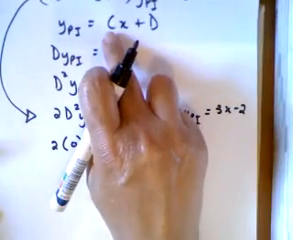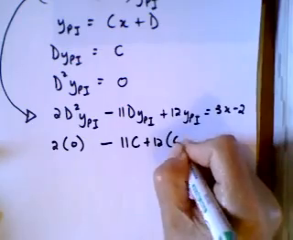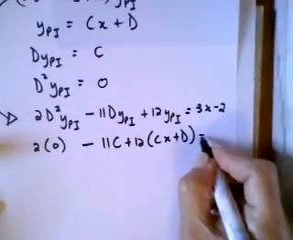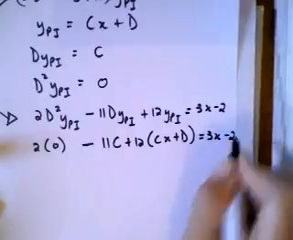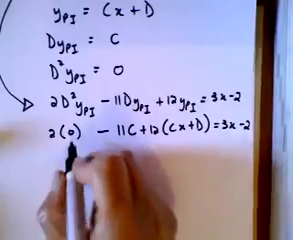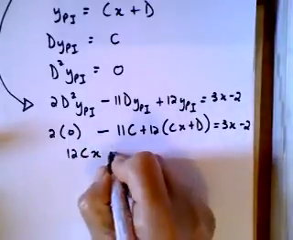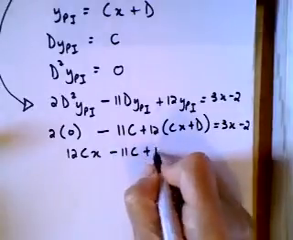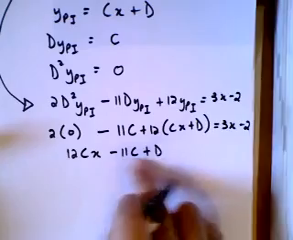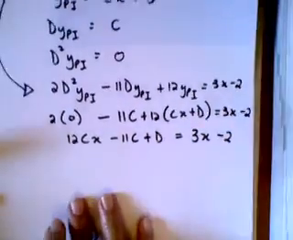y_PI, we've assumed, is going to be cx + d. So it's going to be 12(cx + d), and all of that is supposed to be equal to 3x - 2. Okay, so let me rearrange this a little bit. I'm going to put the 12cx first, and then I'm going to put -11c + d. Both of those are constants, so I want them next to one another. That's 3x - 2.